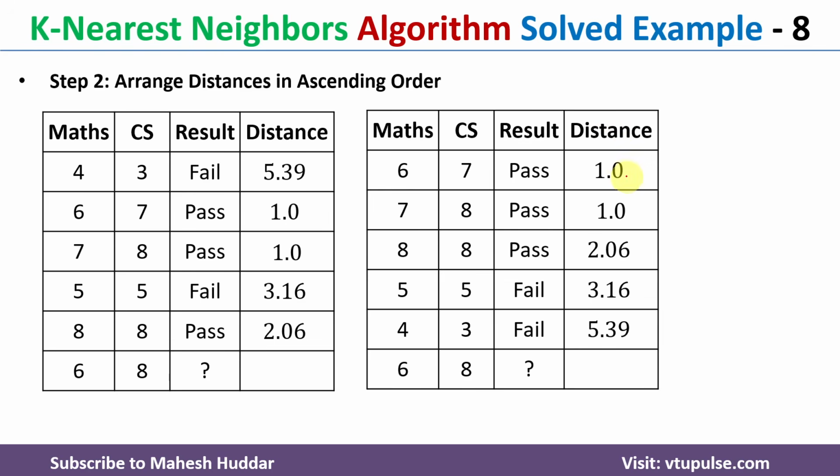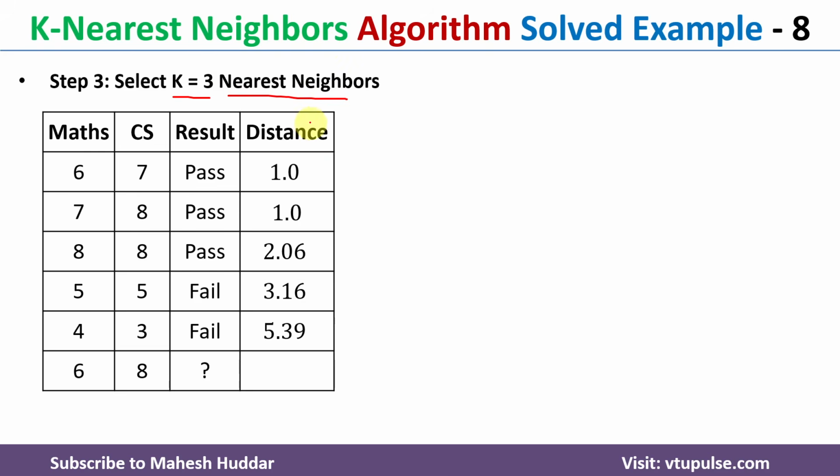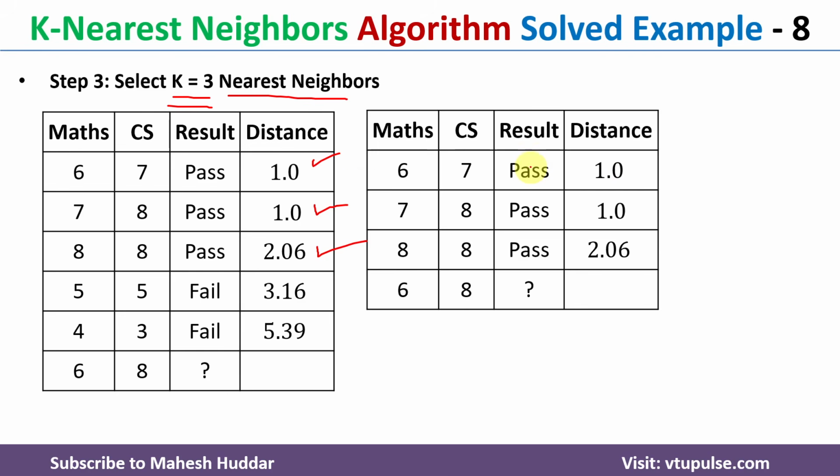Once you arrange the distances in the ascending order, as we already know that k is equal to 3, it means that we need to select k nearest neighbors. It means that we need to select the distance which is having the minimum values. Here we can see that these three values are having the minimum values. Here we are selecting only 3 values because in this case k is equal to 3. So that is what I have written in this table.